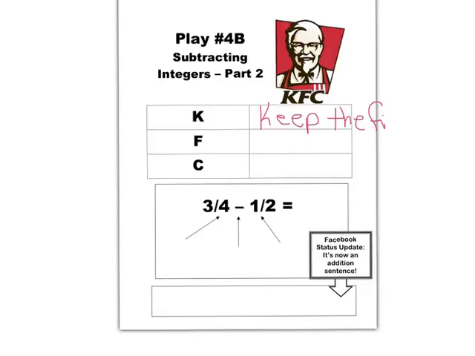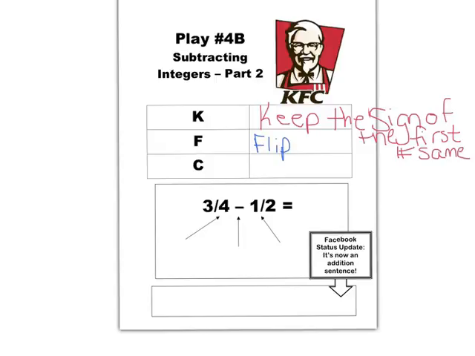Let me actually change that. I'm going to say keep the sign of the first number the same. The F stands for flip. Flip subtraction, flip the minus to a plus. And C stands for change, and that means change the sign of the second number.